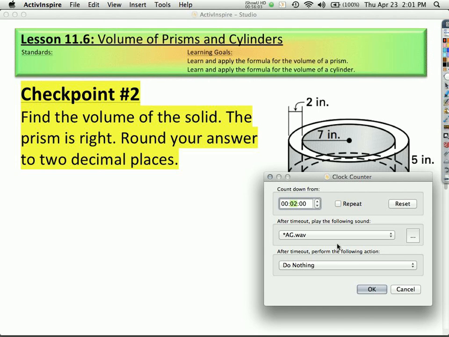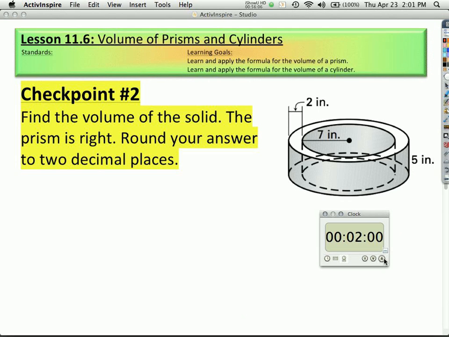Checkpoint number 2, find the volume of this. And just like the previous one, this is air in the middle. That's empty space.